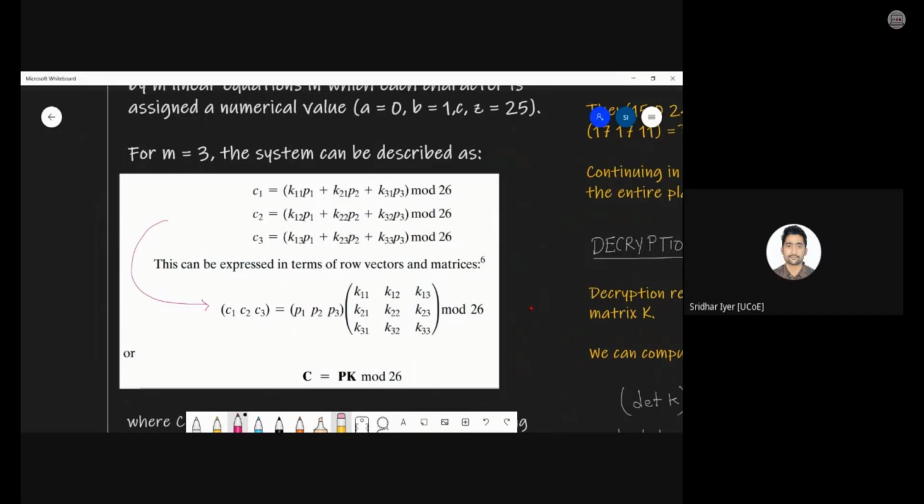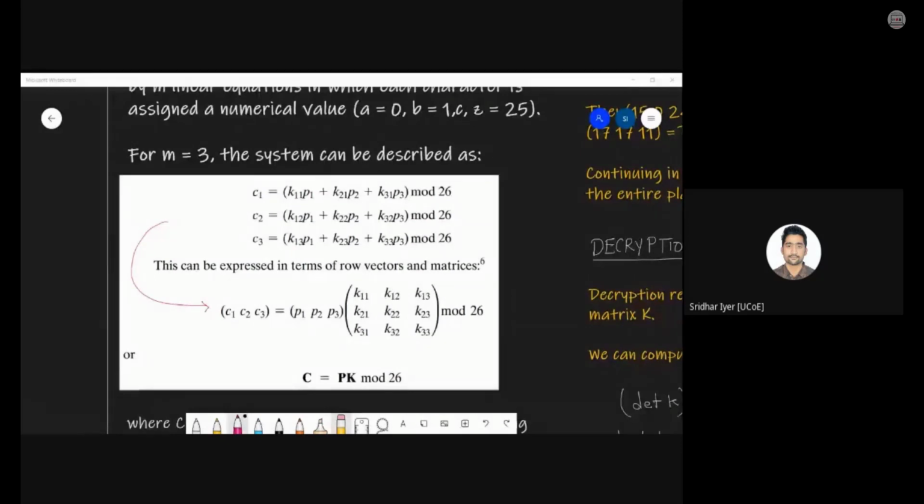C1, C2, C3 is nothing but P1, P2, P3 into the matrix multiplication. Whatever is the result, mod 26. Am I clear? This is what we call modular arithmetic because whatever we are doing is in terms of mod. Whatever result we obtain after multiplying each and every character, we have to take mod of it by 26. This is the formula. We can't do any changes to it. This is how the Hill cipher works.